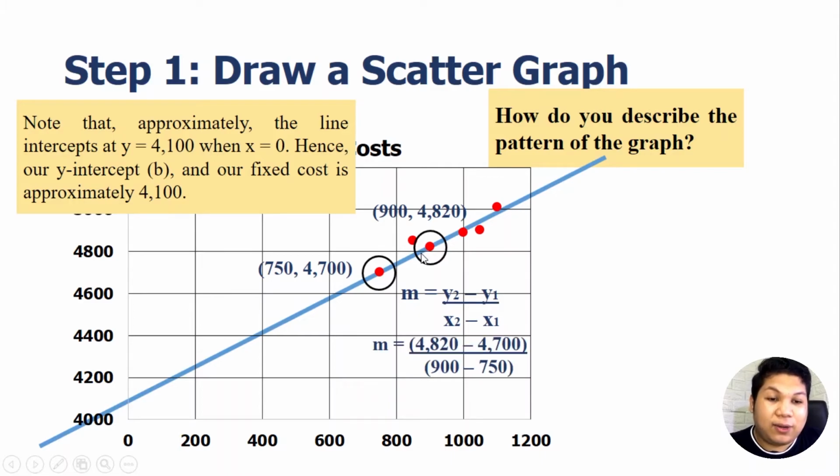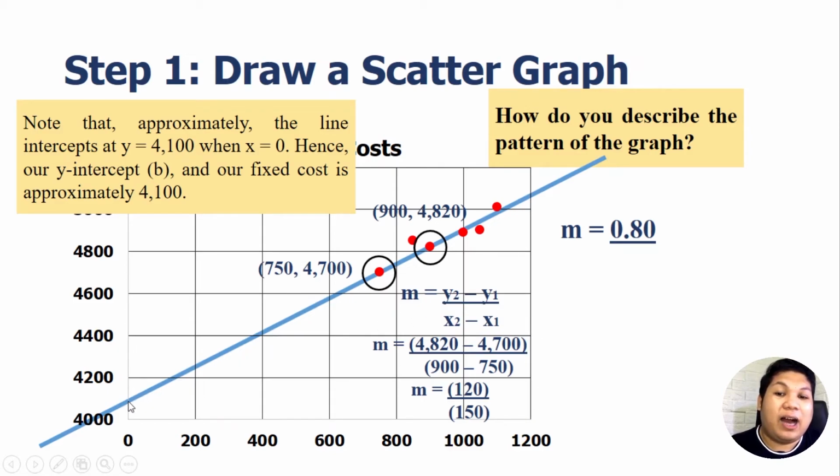And we're going to solve for the slope for these points. So we have here 4,820 minus 4,700 over 900 minus 750. And our slope will be 120 over 150. Therefore, the slope will be 0.80. Okay? That's the slope. And now we have already the slope, and of course, our y-intercept. So, let us recall our basic linear equation, the standard linear equation in mathematics.